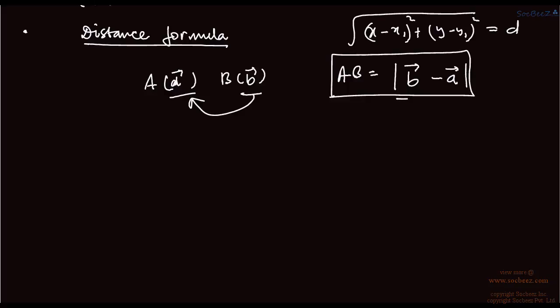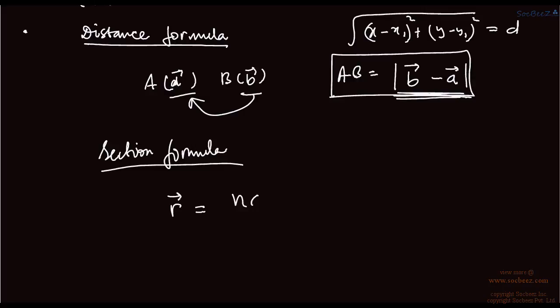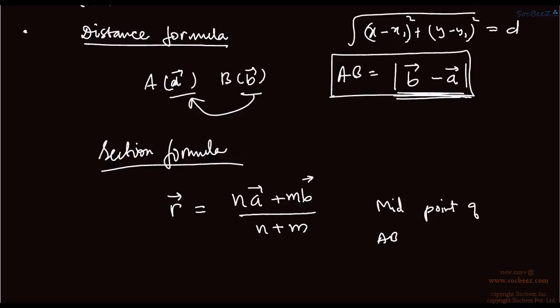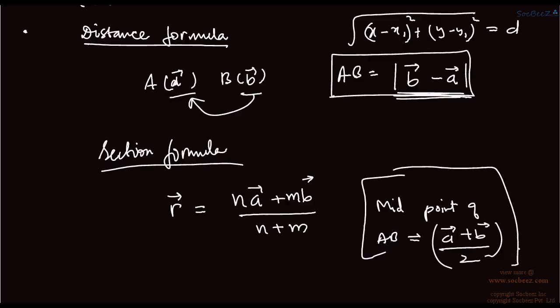Section formula. The mod is a different thing here; it is not plus minus something. The section formula says that R vector will be n A vector plus m B vector upon n plus m. The midpoint of AB will be A vector plus B vector by 2. This is just like an arithmetic mean.